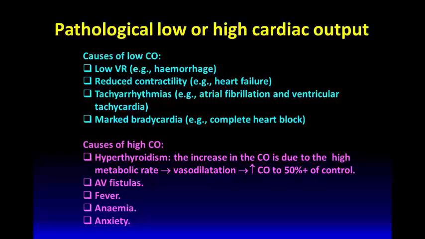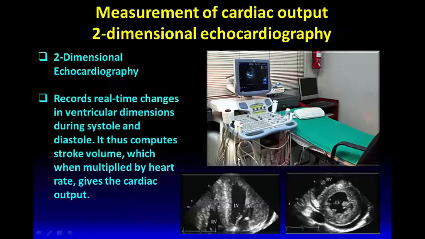Someone may say, simple, the cardiac output is 5 liters in a normal adult at rest. Correct, but this is a normal adult. In someone who is not normal, the resting cardiac output is not 5 liters per minute. We can measure the cardiac output with the use of two-dimensional echocardiography. So this is the echo machine which we use to measure the cardiac output. Two-dimensional echocardiography, as you can see here on the monitor, records real-time changes in ventricular dimensions during systole and diastole.